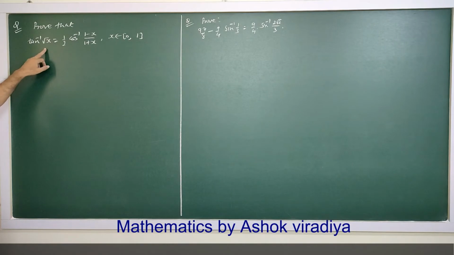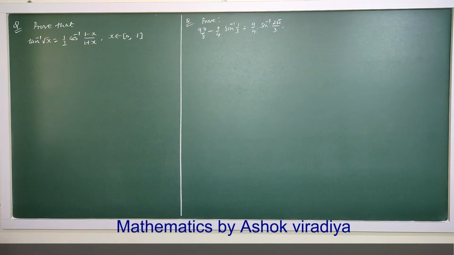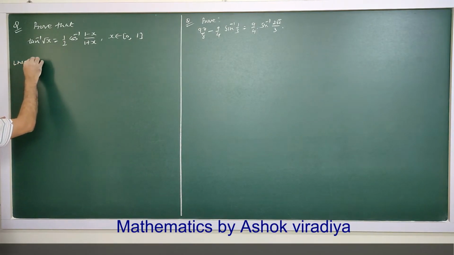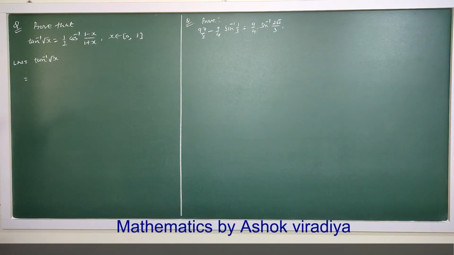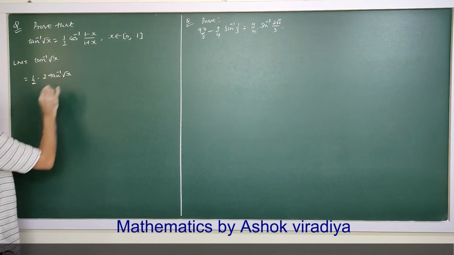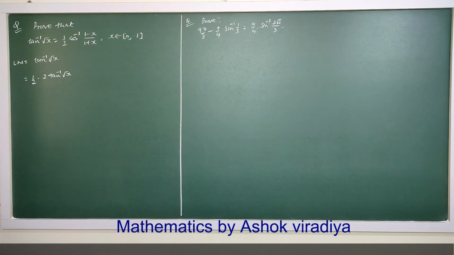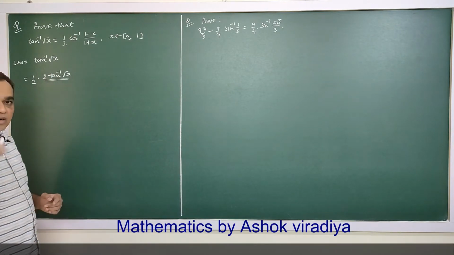Prove that tan inverse root x is equal to 1 by 2 times cos inverse (1 minus x) upon (1 plus x), x belongs to 0 to 1. Say this question we are proving in a slightly different way. Beginning from the left hand side, it is tan inverse root x. Now this LHS I divide and multiply by 2, because here we want to use a result.